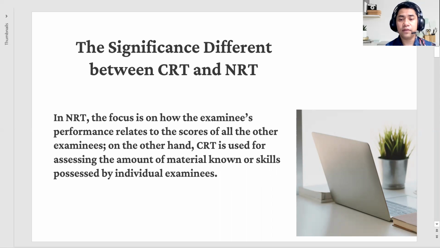Another difference that I can understand from this chapter is that in norm reference test, the focus is on how the examinee's performance relates to the scores of all the other examinees. But on the other hand, Criterion reference test is used for assessing the amount of material known or skills possessed by the individual examinee.